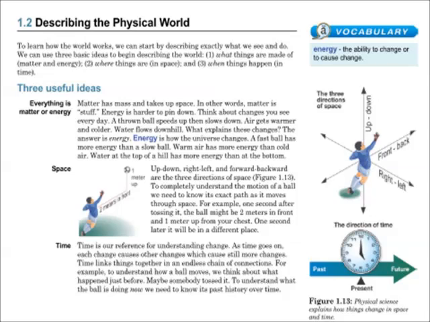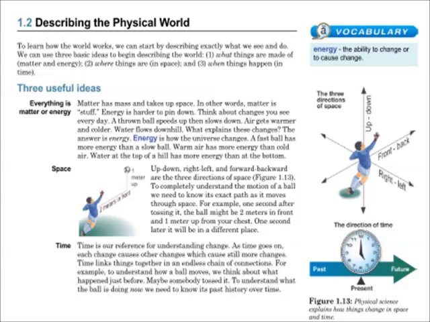Section 1.2, Describing the Physical World. To learn how the world works, we start by describing exactly what we see and do. We can use three basic ideas to begin describing the world. 1. What things are made of, matter and energy. 2. Where things are, in space. And 3. When things happen, in time.